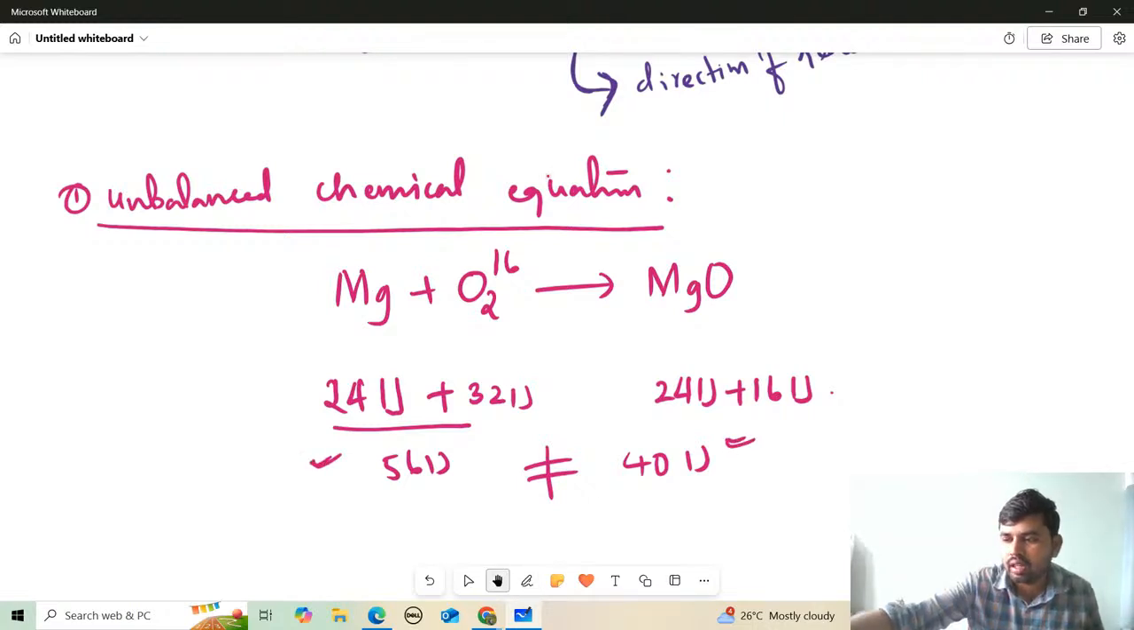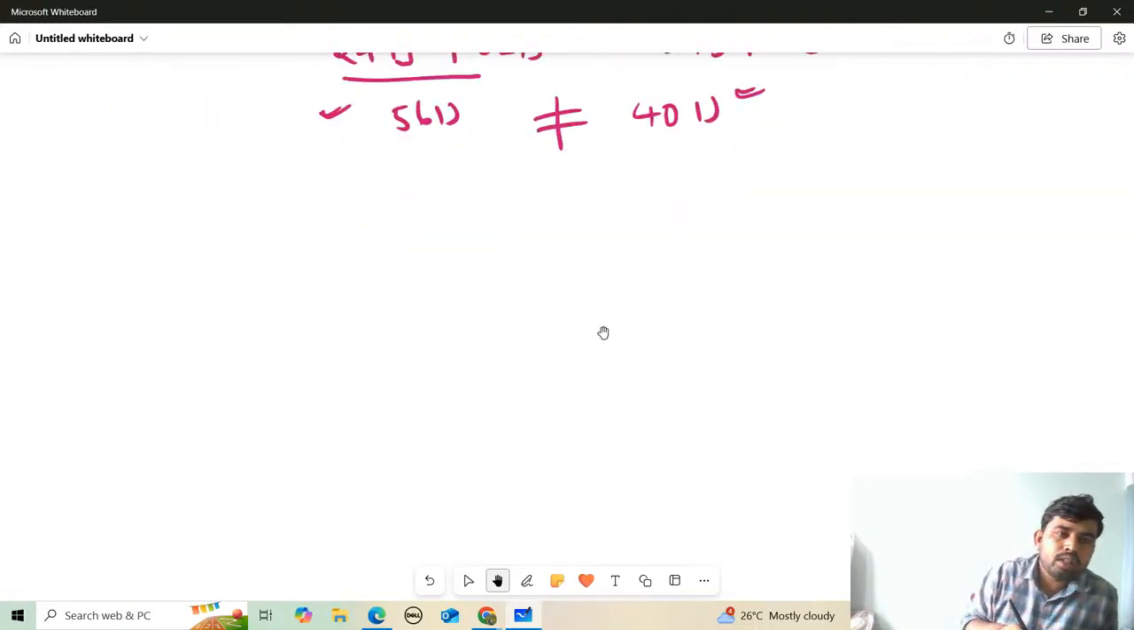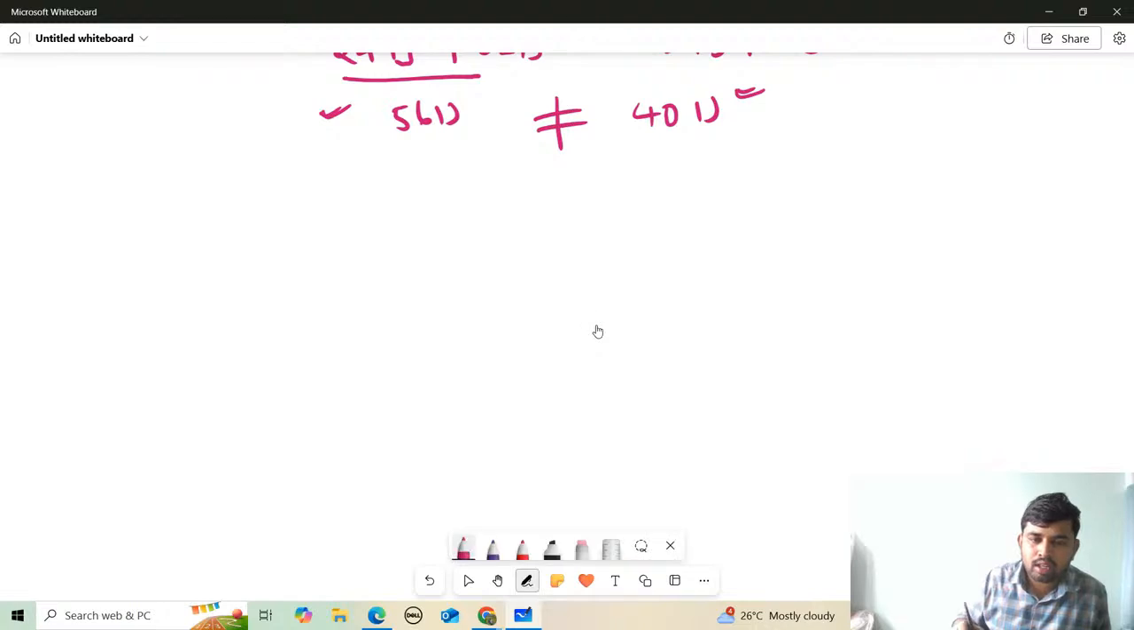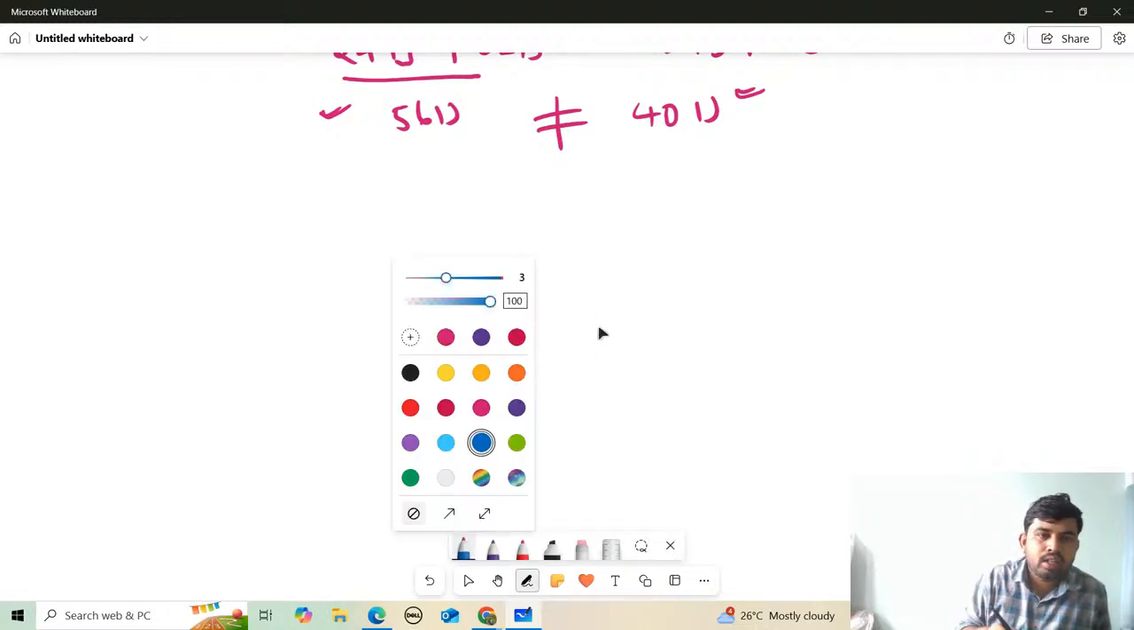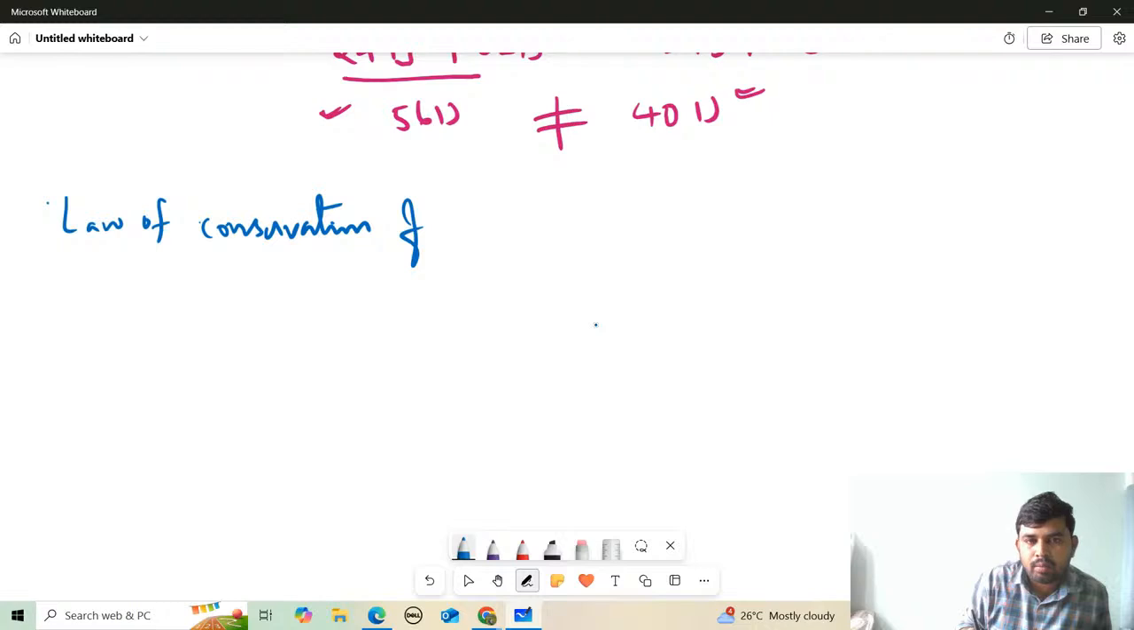In ninth class we studied something called LCM. Do you know about this LCM? It is not the mathematical LCM, it is a chemistry LCM also. It is called the law of conservation of mass.